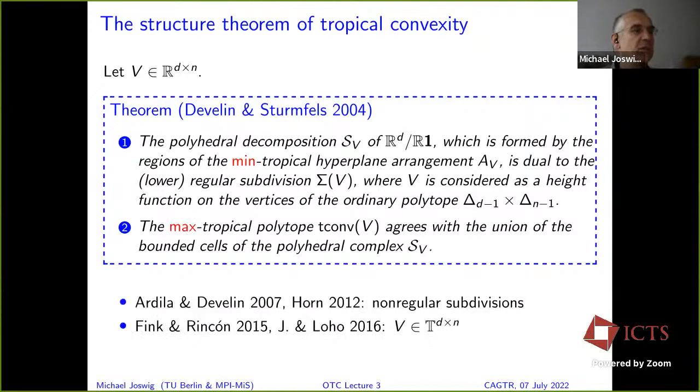There are many more things to be said. Most importantly, it is important that in the first statement, I'm talking about min tropical hyperplane arrangements, and in the second statement, I'm talking about max tropical polytopes. So this is the first comment. And then there are various generalizations into various directions by various people.